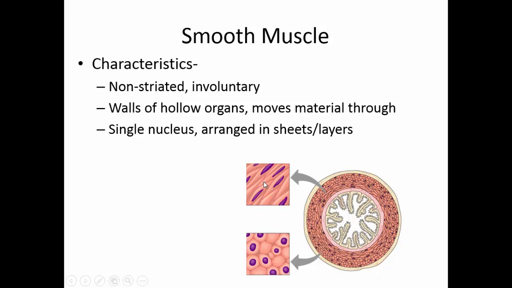They also tend to arrange themselves in sheets. Around this tube, we have one sheet that's going around circularly and another sheet that's going longitudinally. Smooth muscle contracts very slowly, but contracts for a longer period of time. As a result, it tends not to tire very easily.